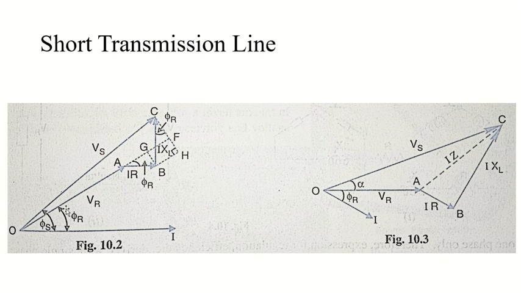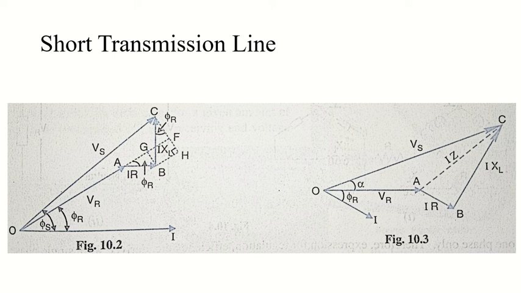Now we will add all of them. This OA, the value which we found, then the AG value which we found, then GF or BH, both are equal, the value which we found. So when we add all three of them, what will we get? We will get Vs equals VR plus IR cos phi r plus IXL sin phi r, and that will be the value of your Vs. So that was the sending end voltage of a single phase short transmission line.